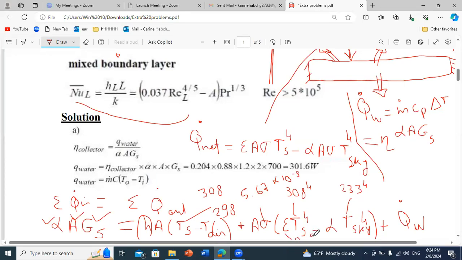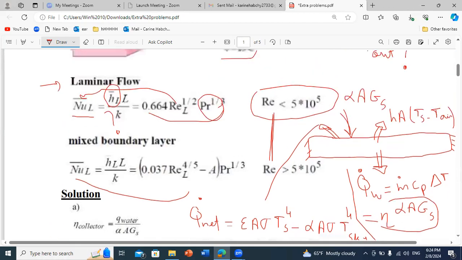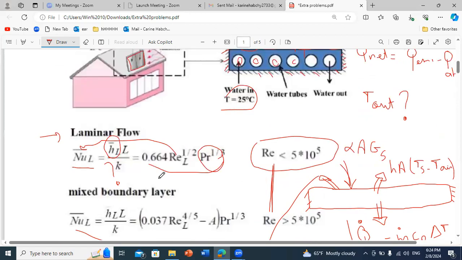And Q dot water was already calculated. It's equal to the efficiency times alpha A G sun. So now you replace all your numbers. The only unknown is the convective coefficient. You get the convective coefficient. Now, what we need to find is the velocity of air. And as we said, the velocity of air is directly related to the Reynolds number.